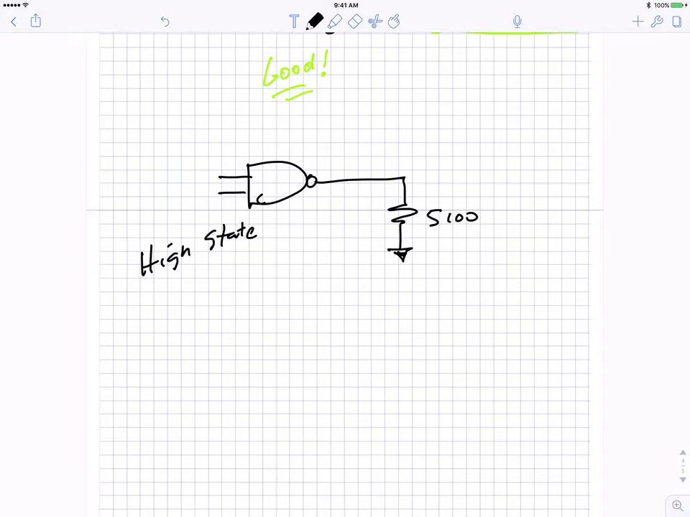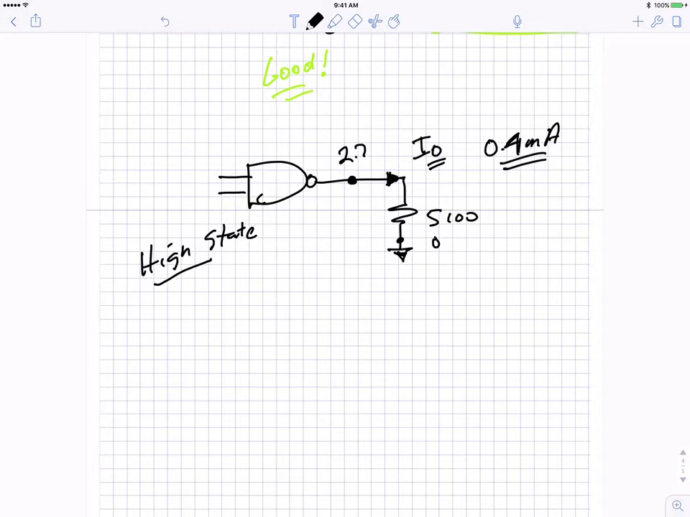Okay. Under high state, here's 2.7. And this, of course, is 0. So I can figure out what the current is, and in this case, the output is coming out of the output terminal. Therefore, this is sourcing current. And remember, there's a limit on how much I can source on the output. All right, the limit is 0.4 milliamps.